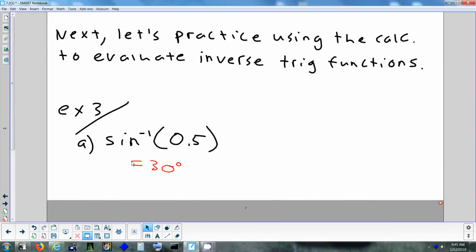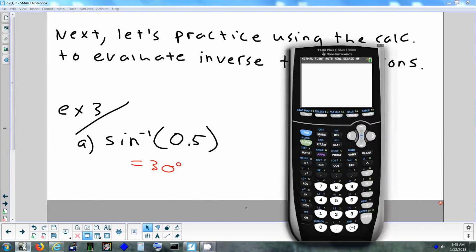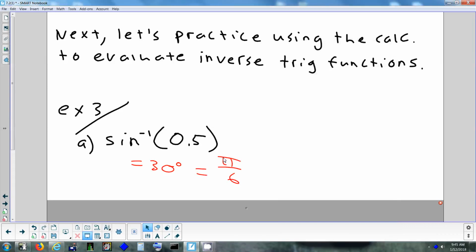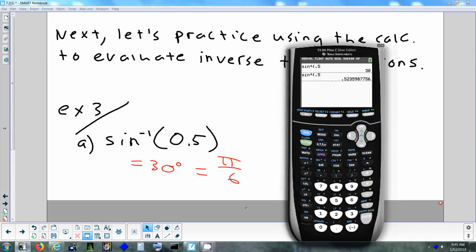What I usually do is I always do the answer in degrees, because if you do it in radians, this is what's going to happen. You're going to get 0.523, whatever, okay? Now, if I was going to write this answer in radians, I would not write 0.523. I would write this.